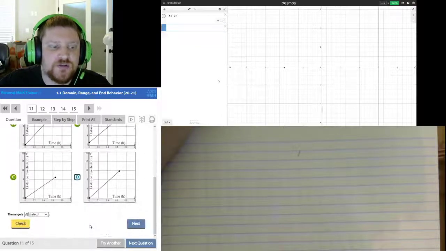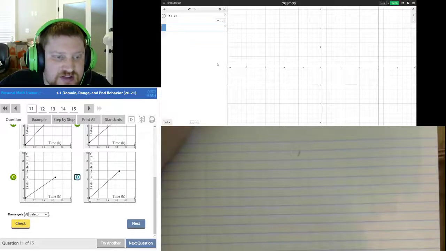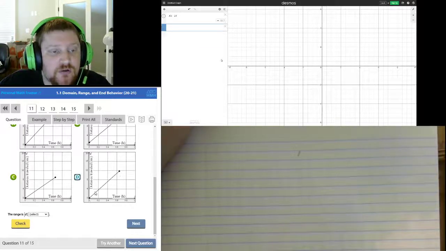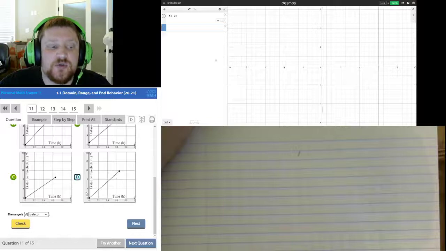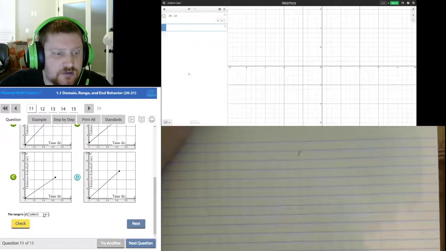So our range is all values d, because that's what we're in. We're not talking about y. They said distance traveled is d. So all values d such that d is greater than or equal to 0, and less than or equal to 11.7.